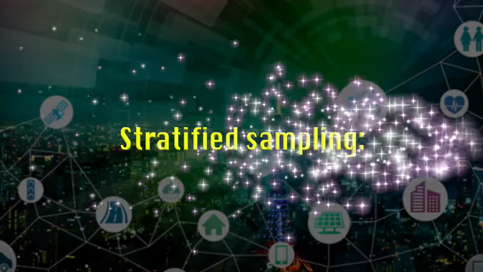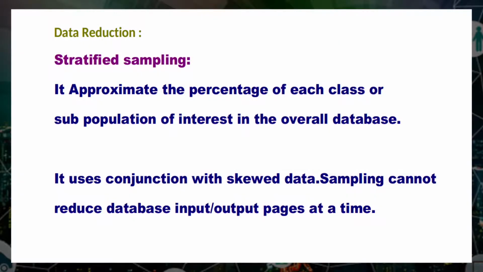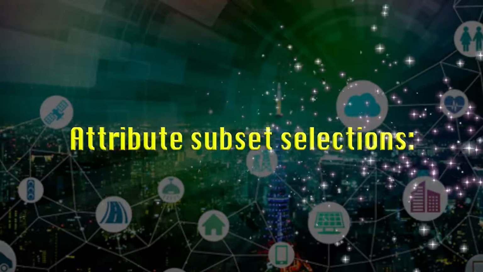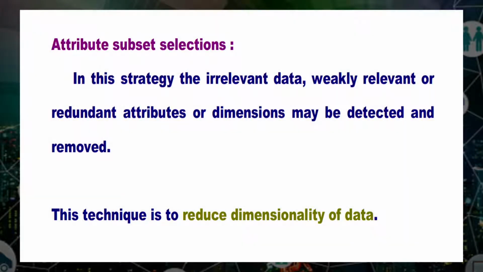The next concept is stratified sampling. It approximates the percentage of each class or subpopulation of interest in the overall database. It is used in conjunction with skewed data. The second technique is attribute subset selection. In this strategy, irrelevant, weakly relevant or redundant attributes or dimensions may be detected and removed. This technique is used to reduce the dimensionality of the data.